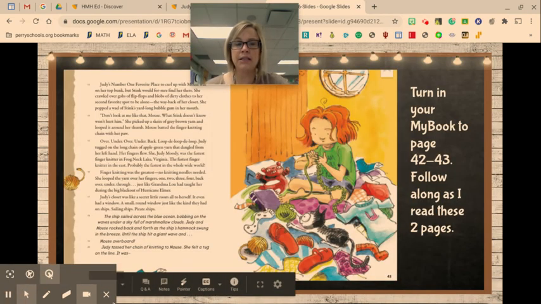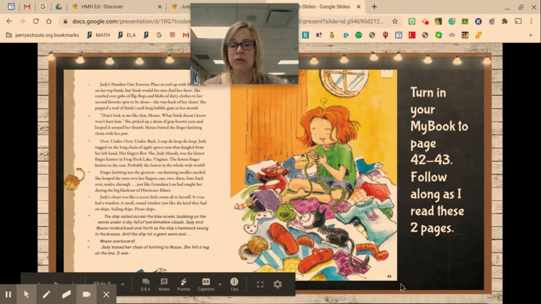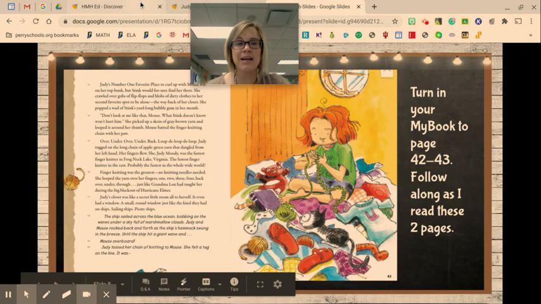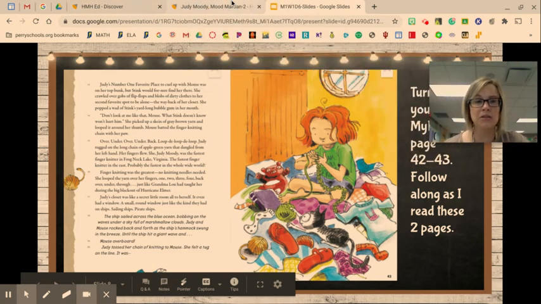All right, we're going to continue reading by going to the next page in our book. So turning in your My Book to page 42 to 43, and then follow along as I read these pages.